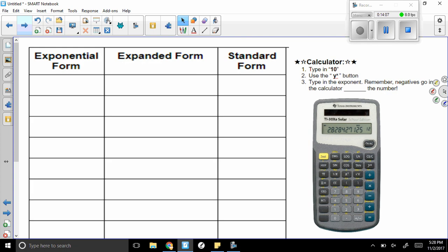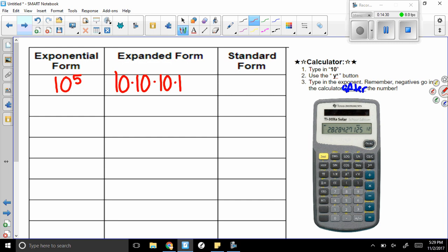So we're going to go through using our calculator using this. I have my same steps. Remember the negatives go in after the number. That's the same as what you have on your page. So let's start out with 10 to the 5th power. If I have 10 to the 5th power, that's the same thing as 10 times 10 times 10 times 10 times 10. 10 multiplied by itself 5 times.